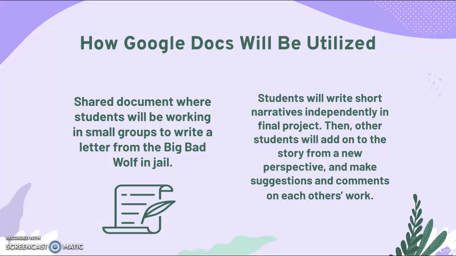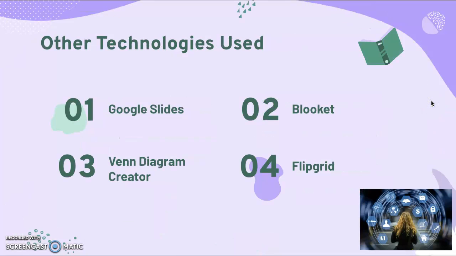The other activity involves students writing a short narrative independently for their final project. And then after they finish their writing, all the other students in the class will be shared on each other's documents, and they can continue the narrative from new perspectives, along with making suggestions and comments on each other's work. Other technologies that I will be using during this unit are Google Slides, Blooket, which is a review game online, Venn Diagram Creator, and Flipgrid.